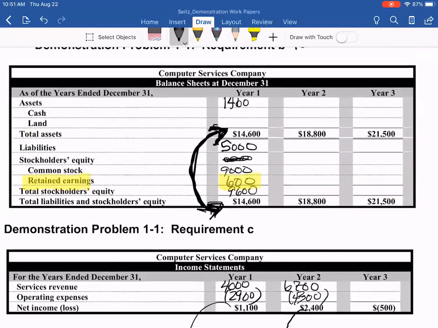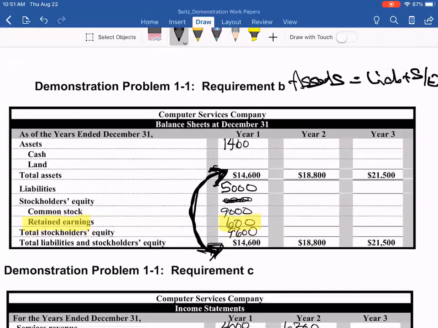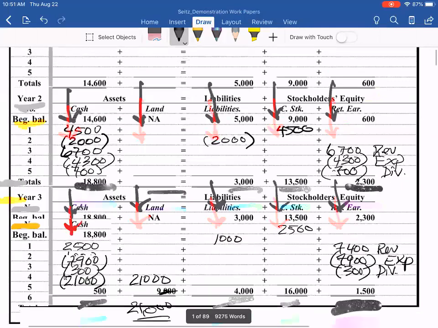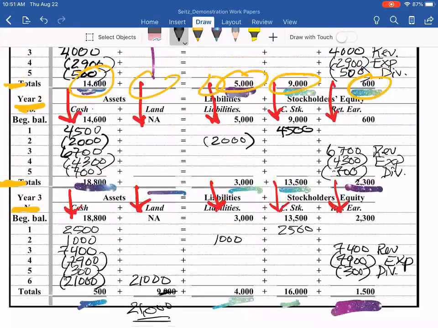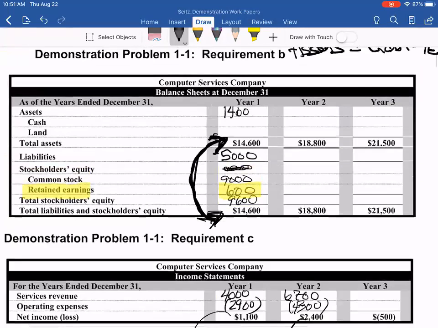So I'm going to go up here and prepare my balance sheet for year 2. If you still look at your information, your cash balance at the end of the year 2 is 18,800. So I'm going to take this, that's 14,600, 18,800. Oh, on the wrong line item.